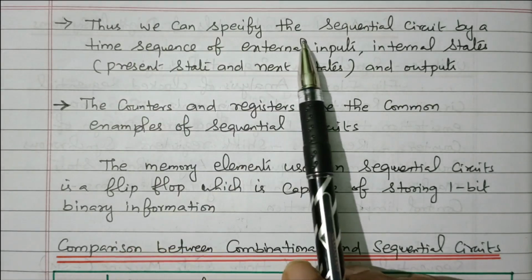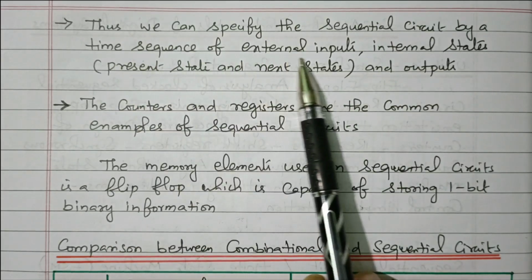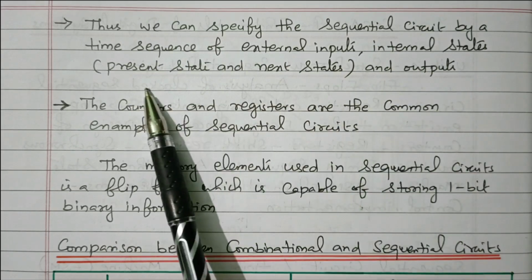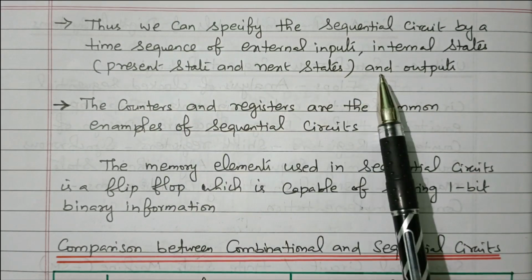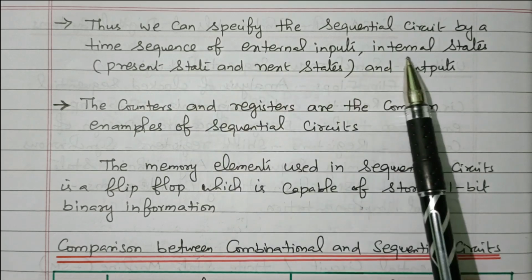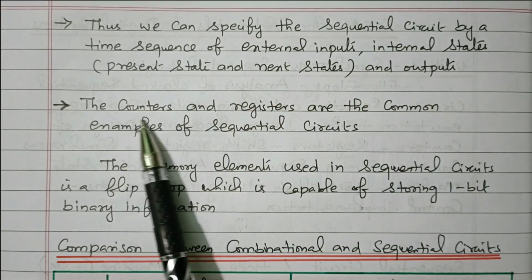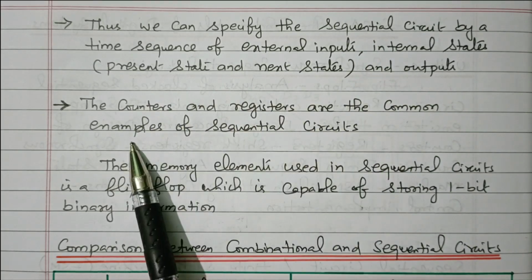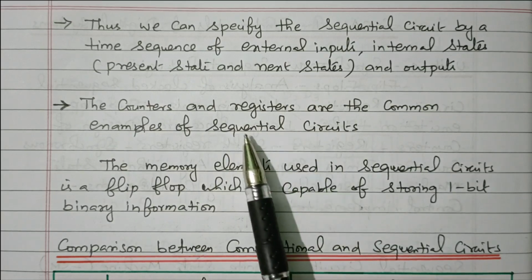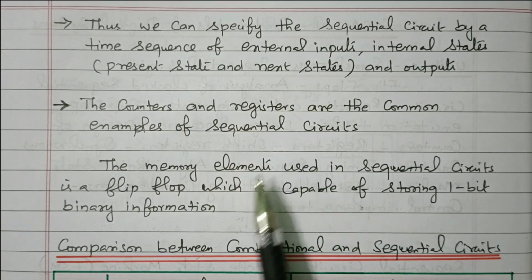Thus, we can specify the sequential circuit by a time sequence of external inputs, internal state and output. That is present state and next state. Right? It is a time sequence of external input and internal state, so that will decide the output. Counters and registers are common examples of sequential circuits. These counters and registers are made up of sequential circuits.